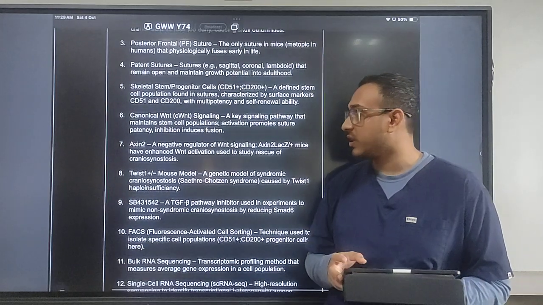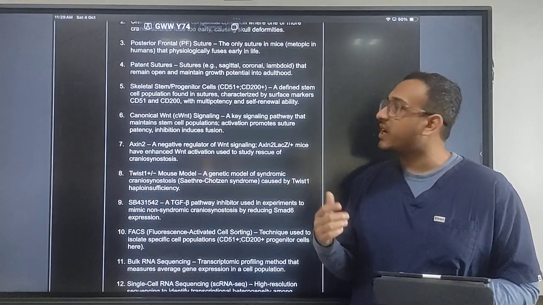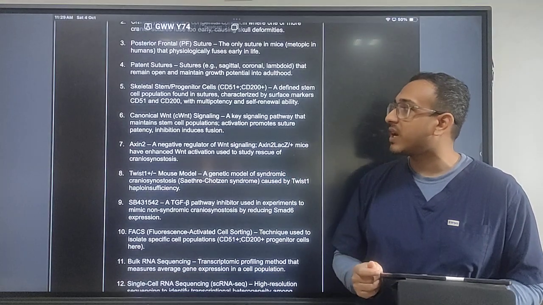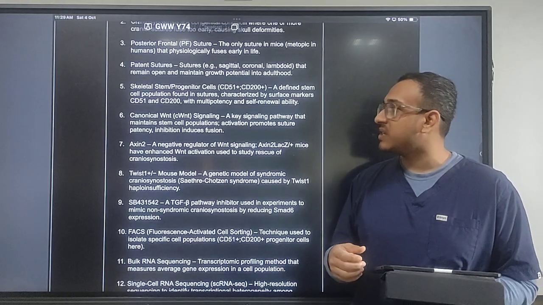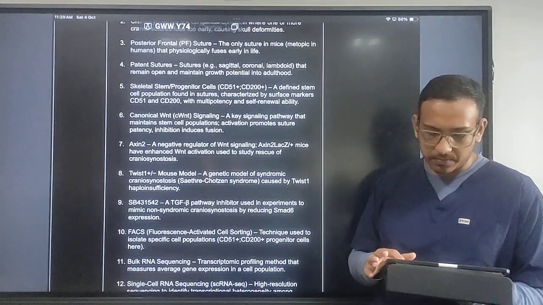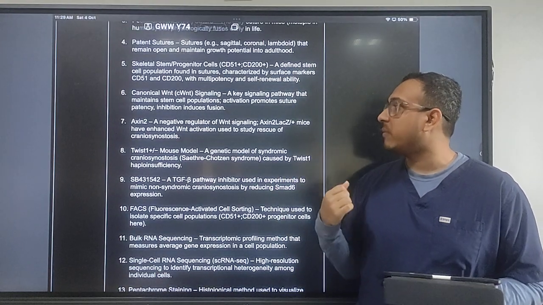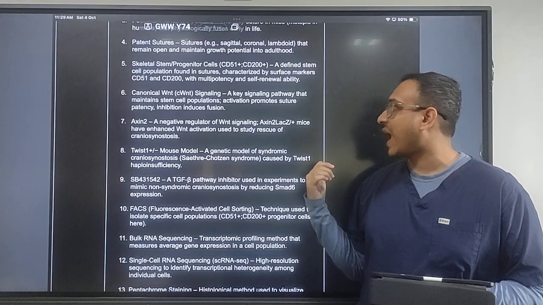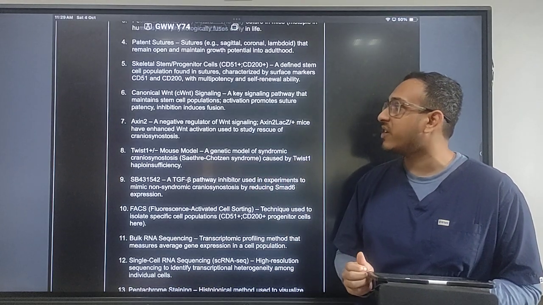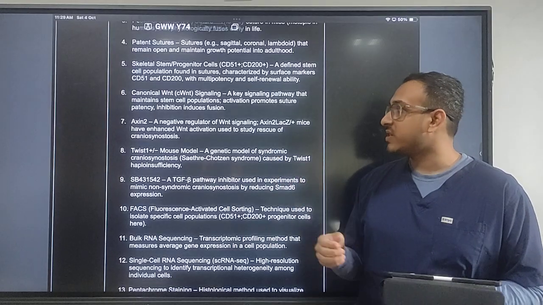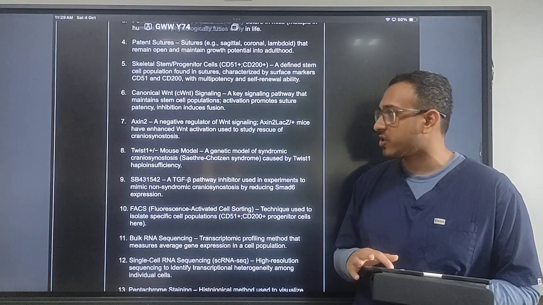The canonical WNT signaling is a key signaling pathway that maintains stem cell populations. Activation promotes suture patency, inhibition induces fusion. Axin2 is a negative regulator of WNT signaling. The Axin2 LacZ plus mice have enhanced WNT activation, so they were used in this study for rescue of craniosynostosis.